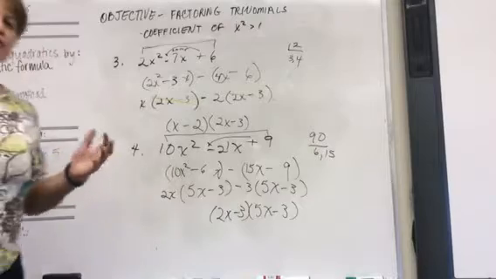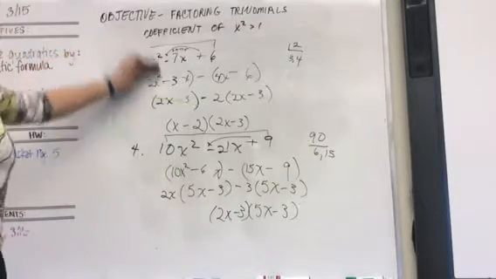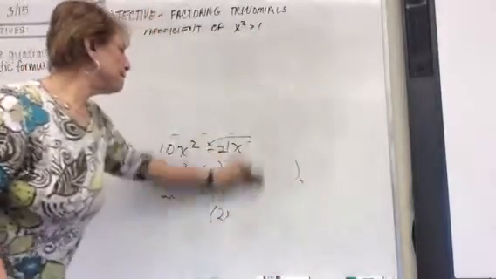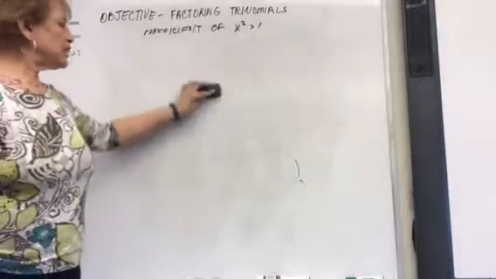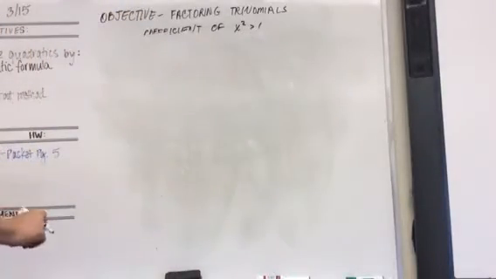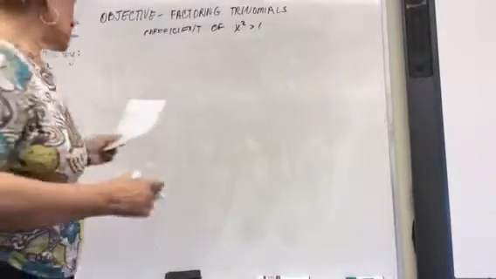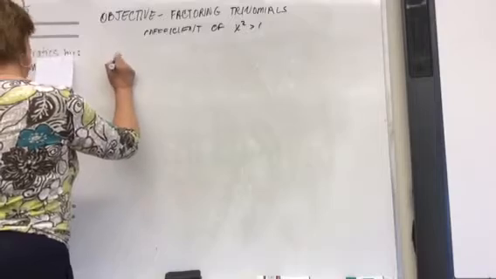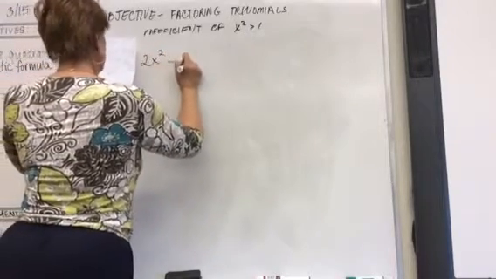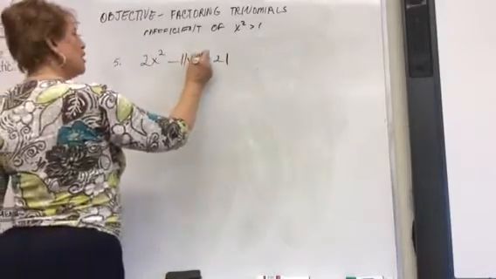All right, now, that's how the problems work when the signs are the same. Let's see what happens when the signs are different. And while we're on that subject, how do we know that the signs are different? Because we always start in the back, and the sign in the back is a subtraction sign. That means the signs are going to be different. So for number 5, I have 2x squared minus 11x minus 21. Okay, the signs are different.